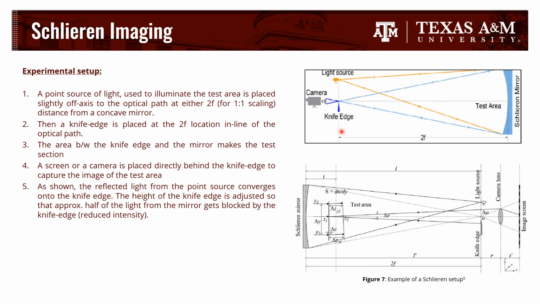As we know, because the knife edge is located at the 2f distance, all the light coming from the light source is focused onto the knife edge. Next, the height of the knife edge is adjusted so that approximately half of the light from the mirror gets blocked by the knife edge, which reduces the intensity of the image captured by the camera to about half.